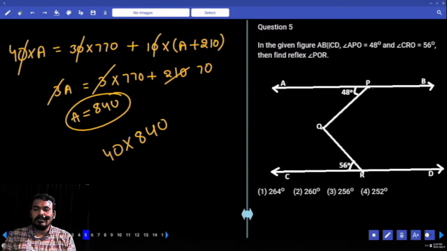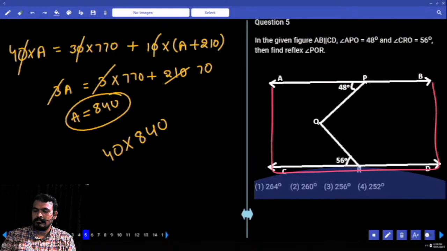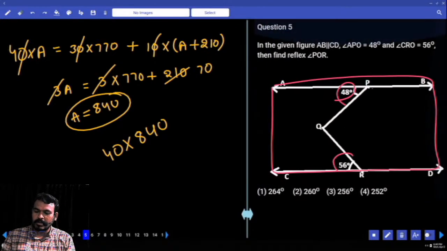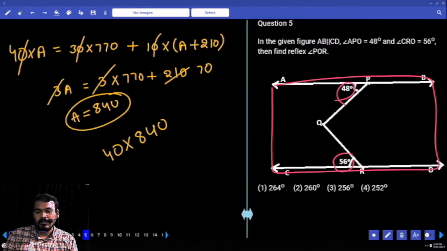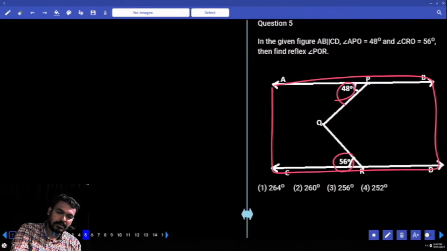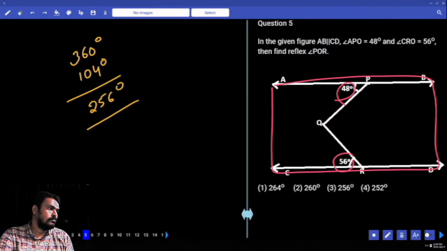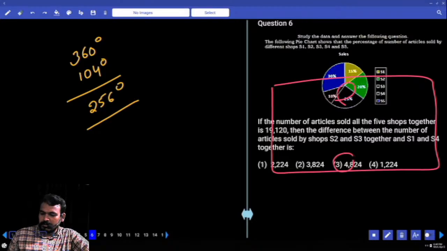Okay. Total angle is how much? 360. In that, how many angles are completed? 48 and 56. How much? 104. Then for the reflex angle, out of 360 we subtract 104. What is the remaining? 256. What is the total angle? 360. In that, these two 104 are occupied. Means reflex angle of POR equals how much? The remaining angle.